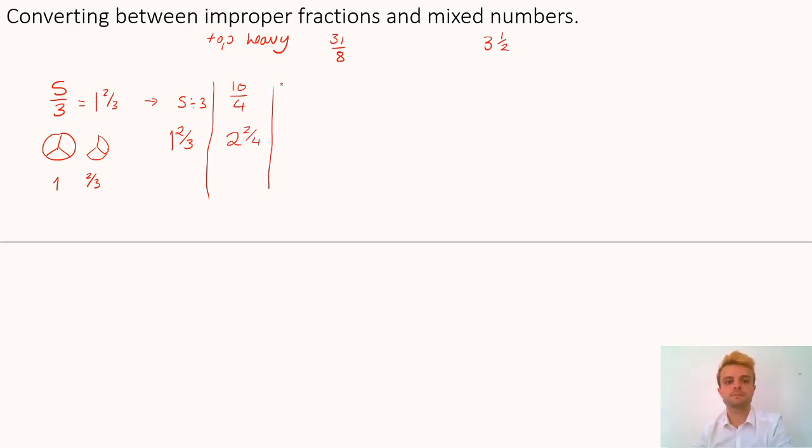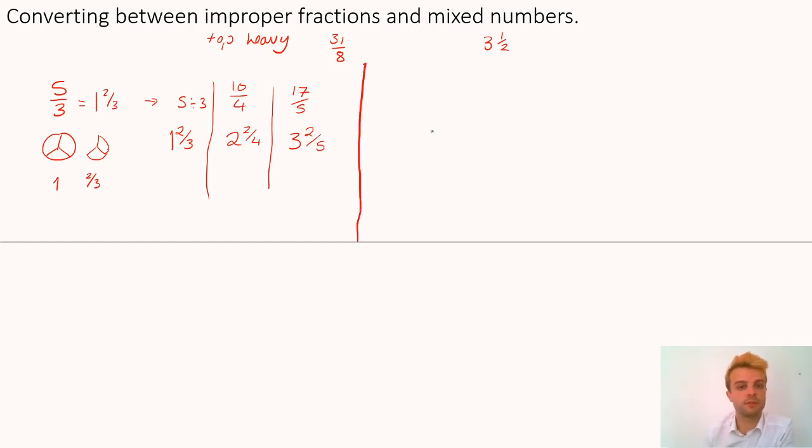Let's do one more. Let's do 17 over 5. So what's 17 divided by 5? Well, 5, 10, 15, 20, no, so 15. We can get 3 5s in 17. 2 of the 17 is left over, and I just carry the same denominator as I had before. It's 3 2/5.